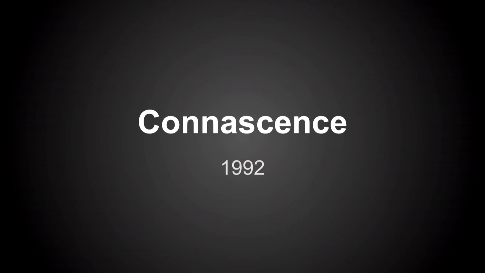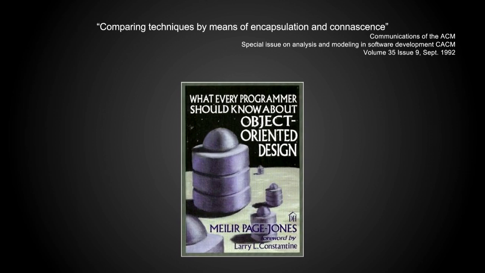All right, so here's my big point. I want to talk about connascence. So connascence comes from this guy, Meilir Page-Jones. He wrote this academic paper in the Communications of the ACM in 1992, where he was trying to find a software quality metric for object-oriented systems.